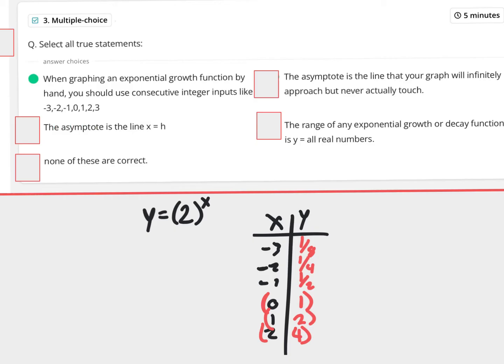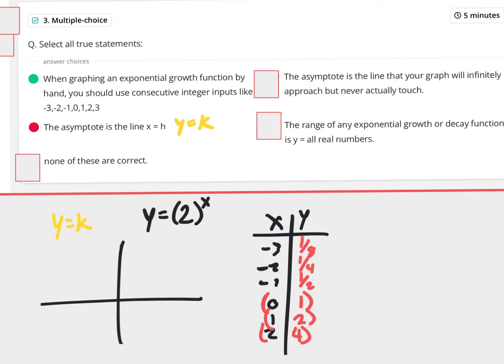It says the asymptote is the line x equals h. That is false. Anytime you graph an exponential growth function, the asymptote will be the k value, okay? And x equals h is a vertical line, which is incorrect. We're talking about y equals k. So in order for this to work, it should be y equals k in order for it to be true. Obviously, this is not the case. That's why it's false, okay?